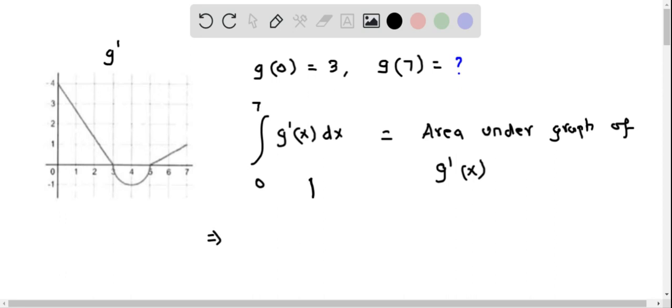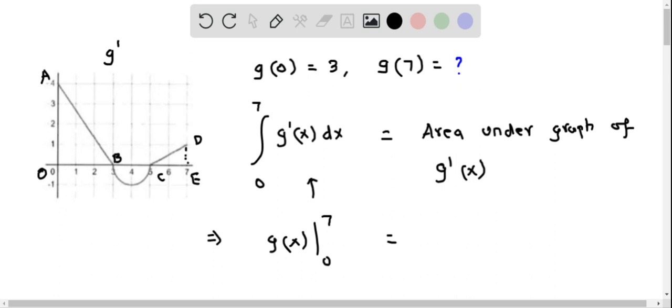So let's evaluate this left side expression. The antiderivative of g prime of x is g of x, evaluated between the limits 0 to 7, and this equals the area under the graph of g prime of x. So let's see how to find this area using the graph of this derivative function. First I'm going to label some points. Let the origin be denoted as O, and this point is A, this is B, this one is C, this one is D, and let's say this point 7 is E.